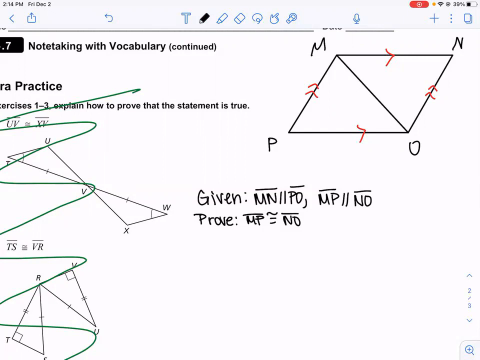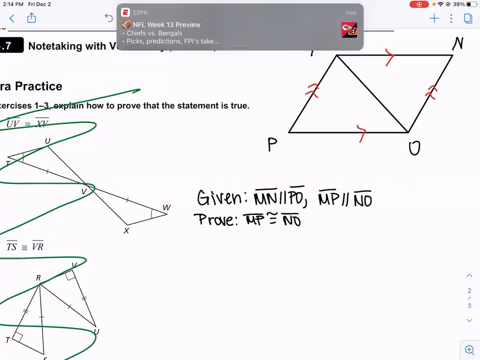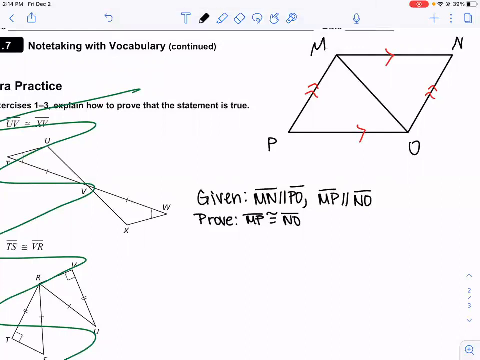Okay, MN is parallel to PO, so I marked it. MP is parallel to NO, so I marked it. And we want to prove that MP is congruent to NO. Actually, I want to prove that it's congruent to ON. JK. MP is congruent to ON. That would make our lives easier.